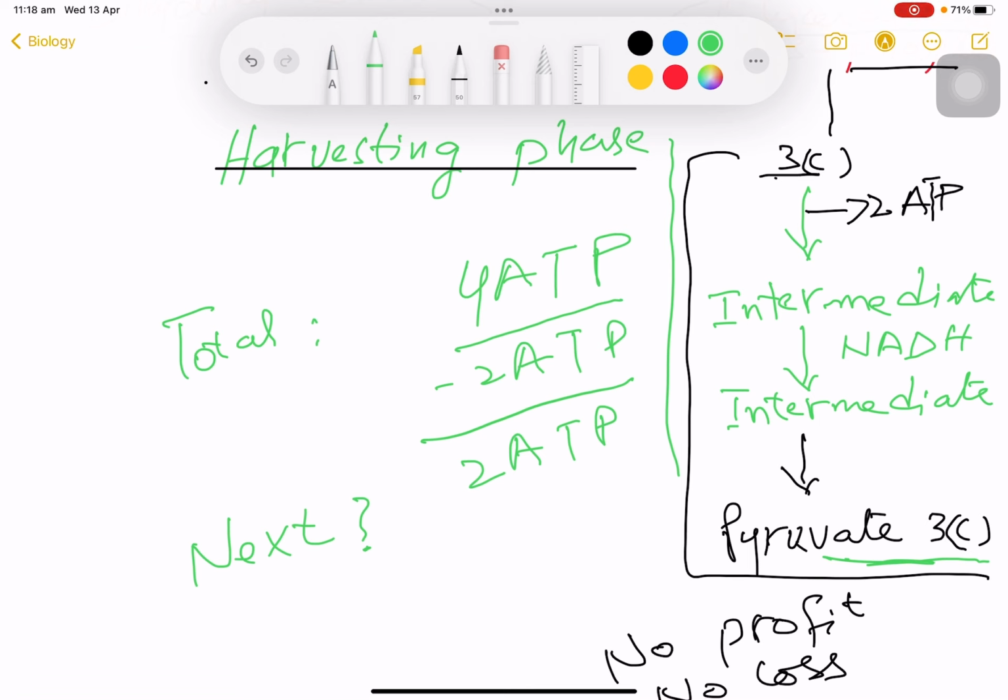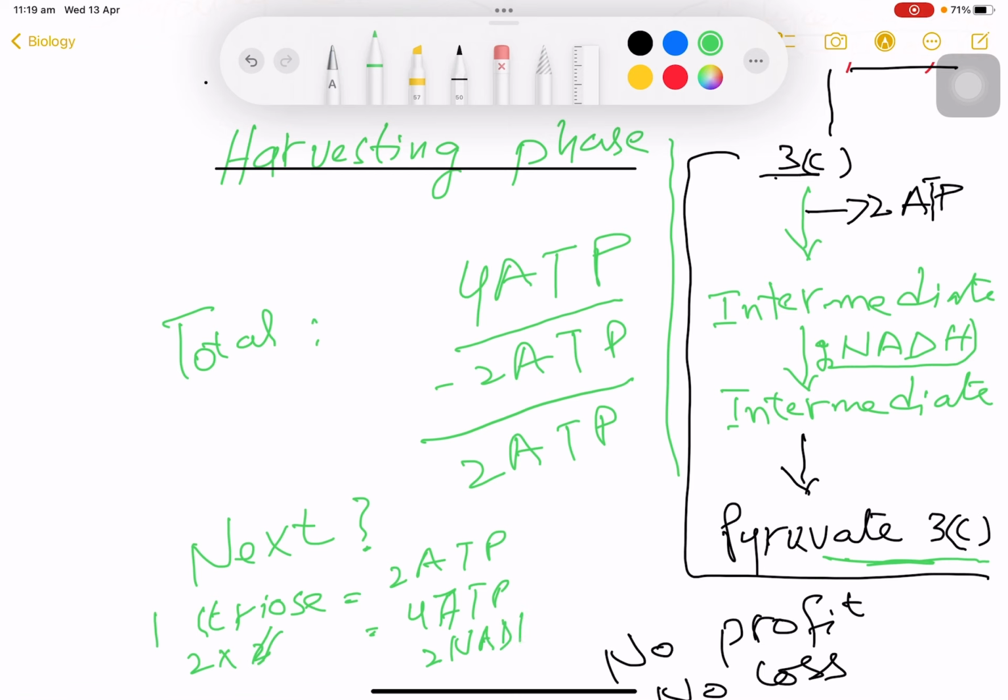Alright, sorry, I forgot to write NADH. So 2 NADH overall, this is not from one triose. From one triose we have 2 ATP. But since we have two trioses, altogether we have 4 ATP, and 2 NADH. We will make an energy budget.